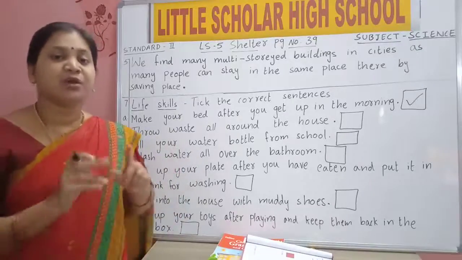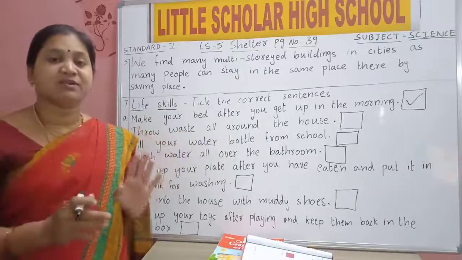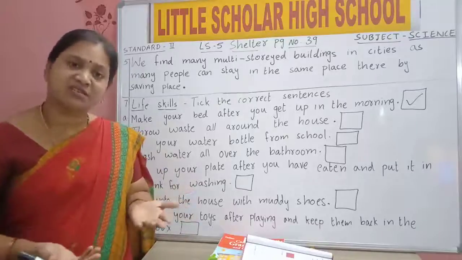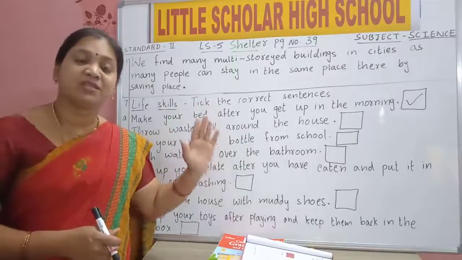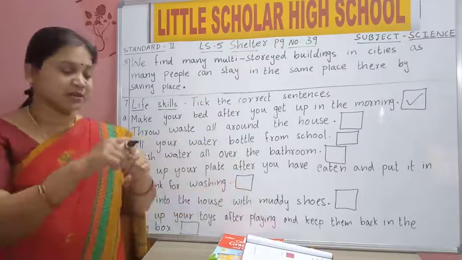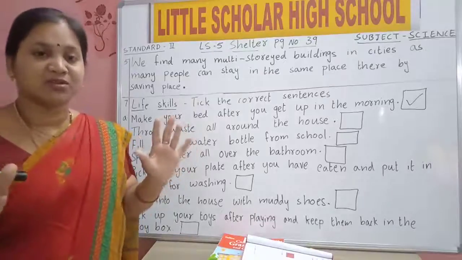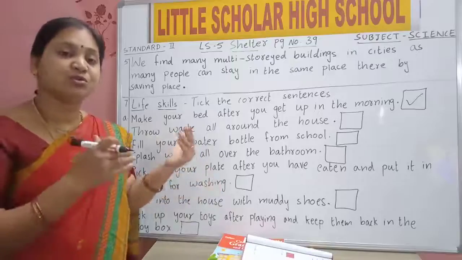Is it correct? No. We should not throw waste all around the house. We should immediately remove it, because that is waste. Where should we put the waste? Always the waste should be in the dustbin. You will tear papers, make something with papers and throw them on the floor. Is it correct? No, it's waste. So immediately you should throw it in the dustbin.